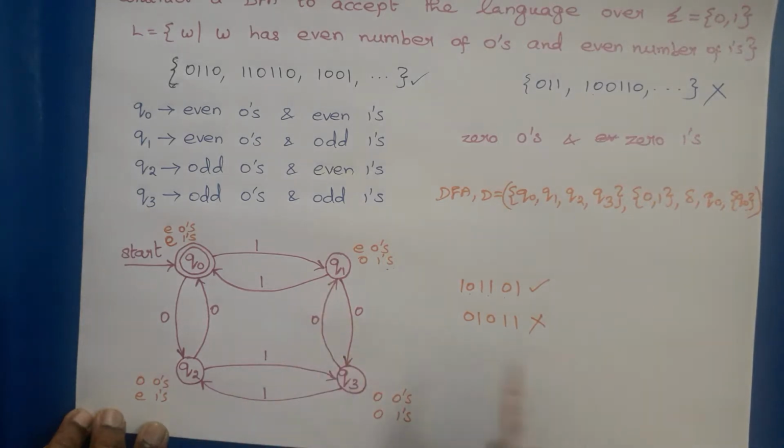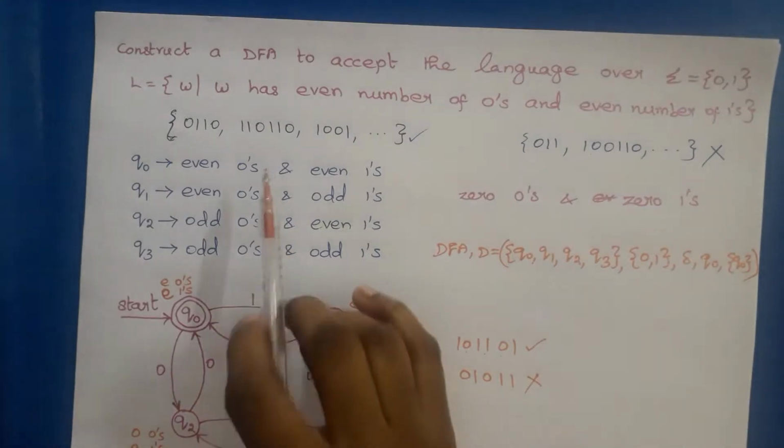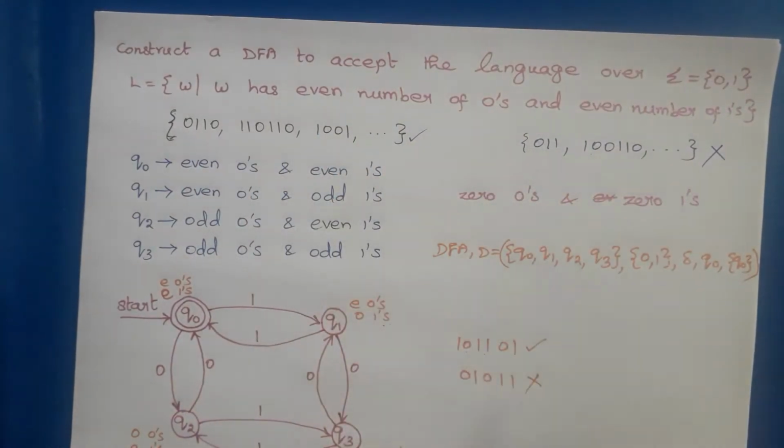Similarly, if we consider an odd number of 0s and an odd number of 1s, we will end up with state Q3. So this is a DFA transition diagram for accepting all the binary strings having an even number of 0s and an even number of 1s.